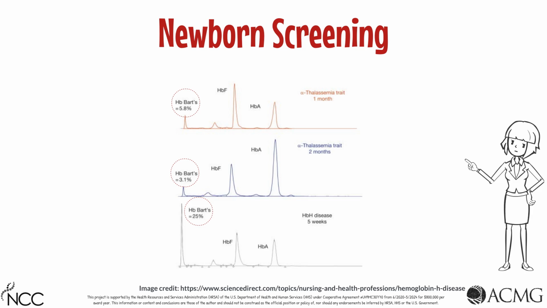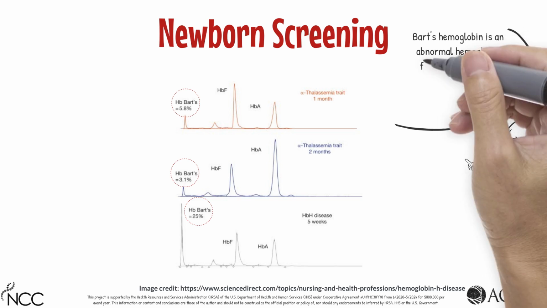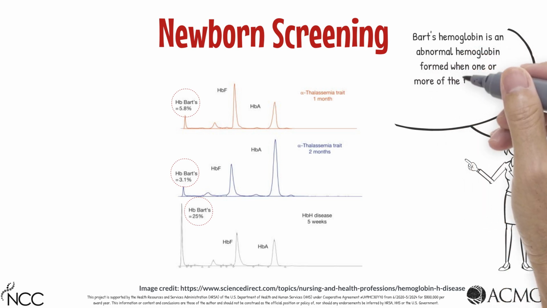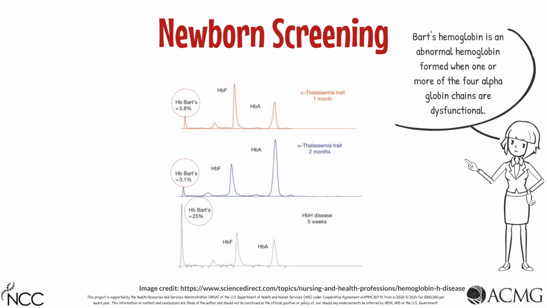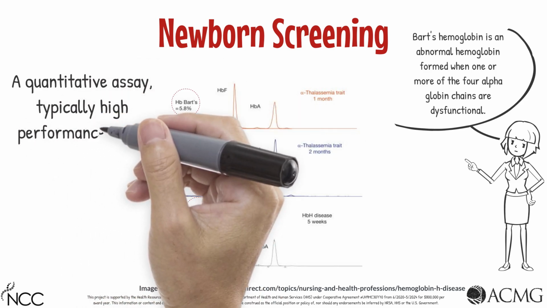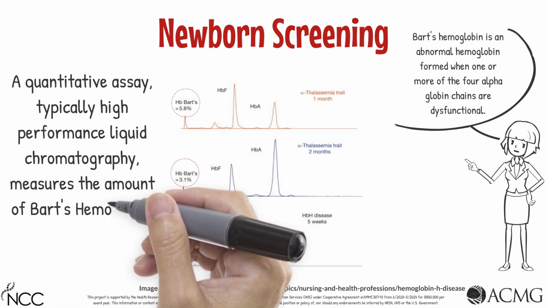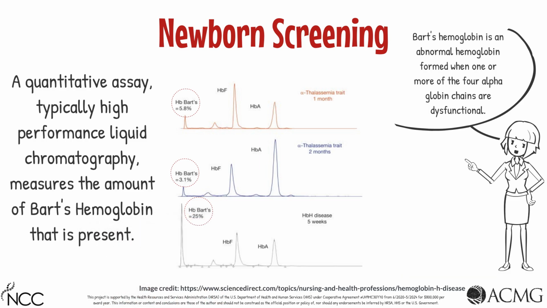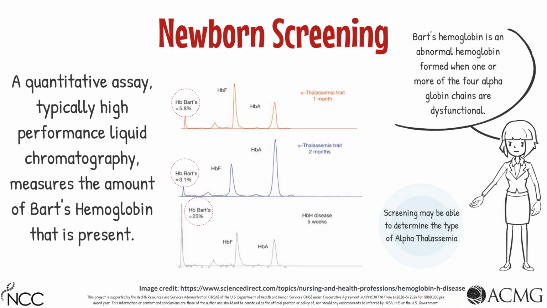Screening for alpha thalassemia is performed by examining levels of Bart's hemoglobin that is present in those with alpha thalassemia. Bart's hemoglobin is an abnormal form of hemoglobin caused when one or more of the 4 genes that produce alpha globin chains are dysfunctional. A quantitative assay, most commonly high-performance liquid chromatography, is used to quantify the amount of Bart's hemoglobin present. Screening may be able to determine which type of alpha thalassemia an infant has.